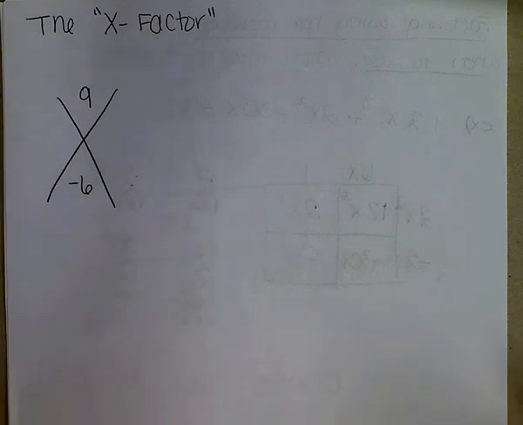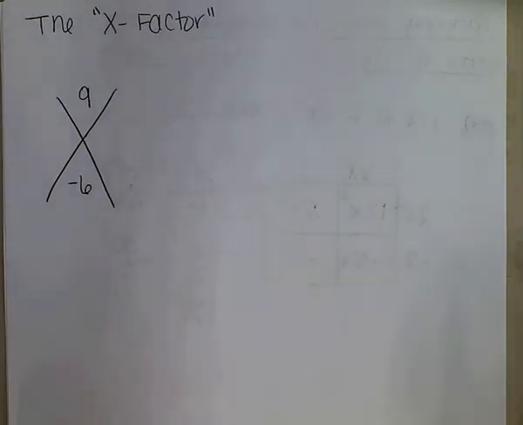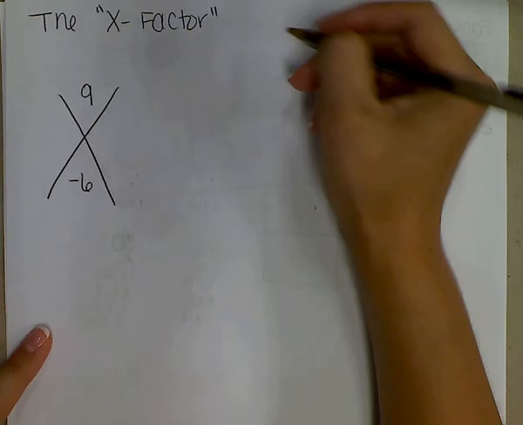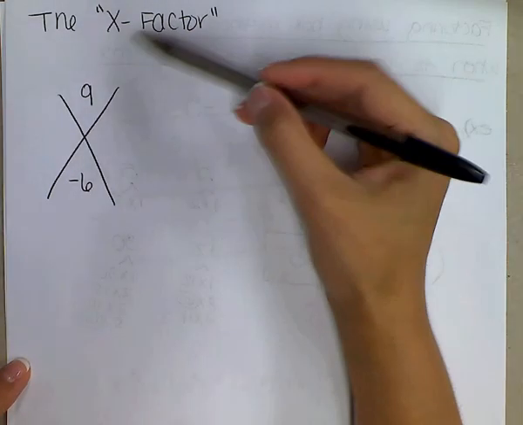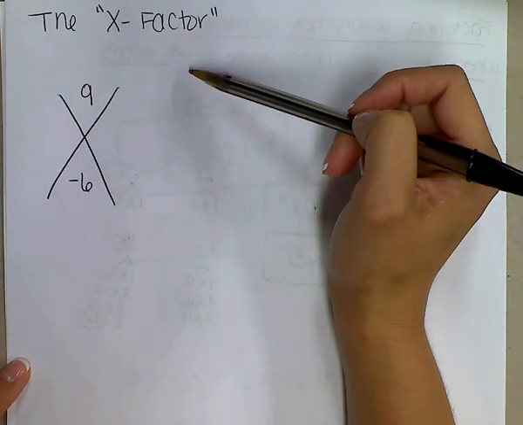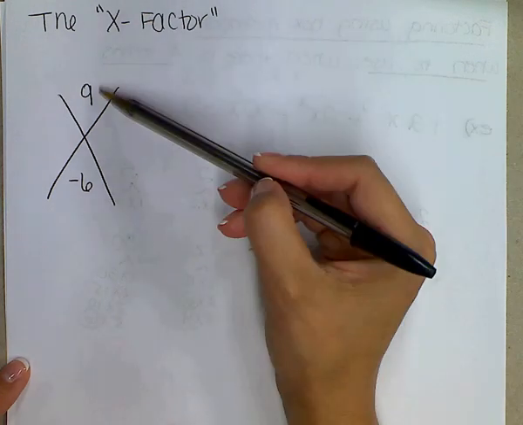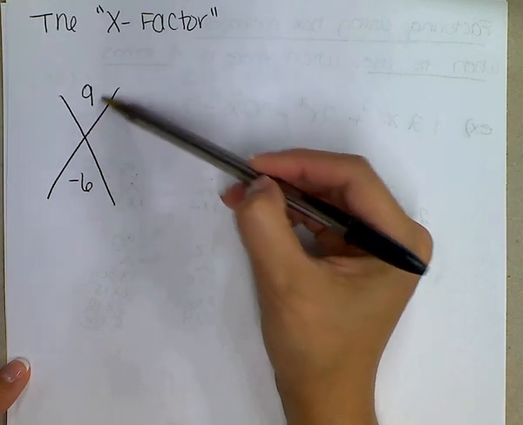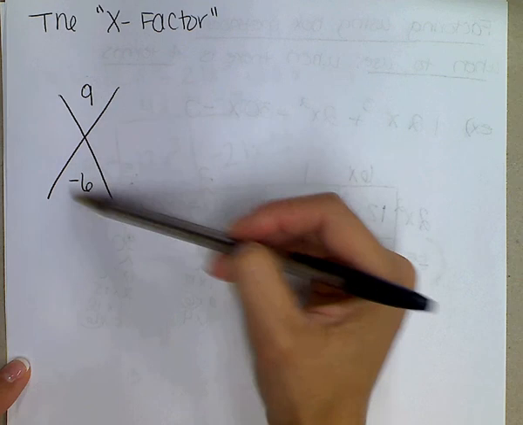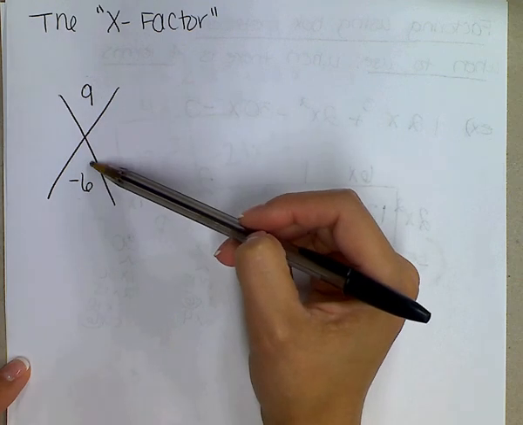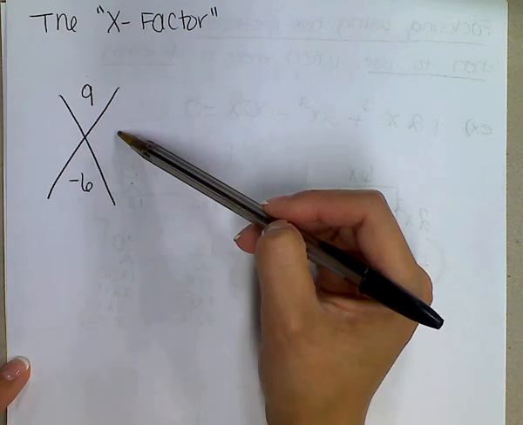The next lesson is going to help us factor trinomials. So, how we use the x factor is we want a number that will multiply to 9 but add to -6. And when we find those two numbers, you put them here and here.